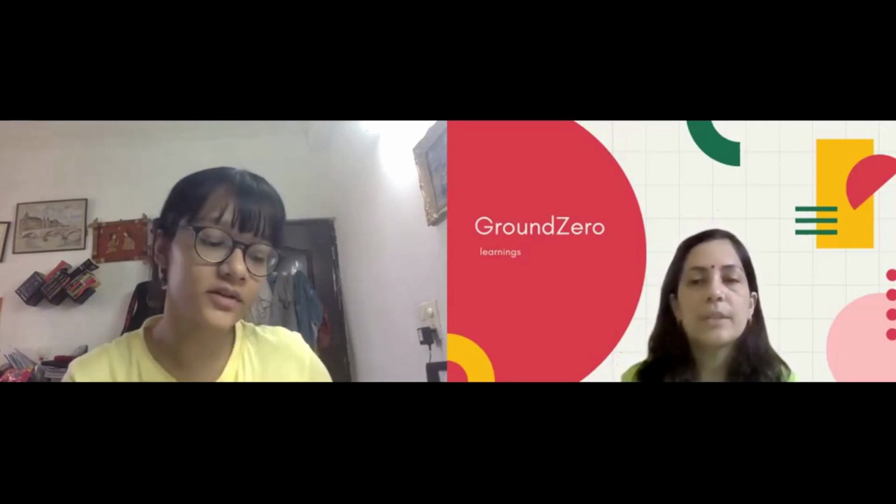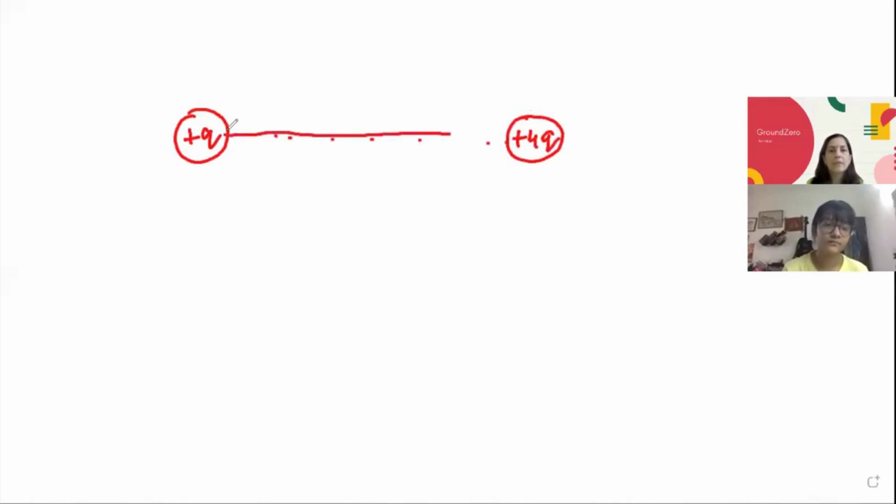The net force on the charge. Yeah, the net force on that charge due to the two charges which are kept should be equal to 0. So let us suppose I have taken this as a positive Q, and there is a charge plus 4Q. Both are positive in nature, and this is the central line joining them. So I have to place a third charge such that the whole system is in equilibrium.